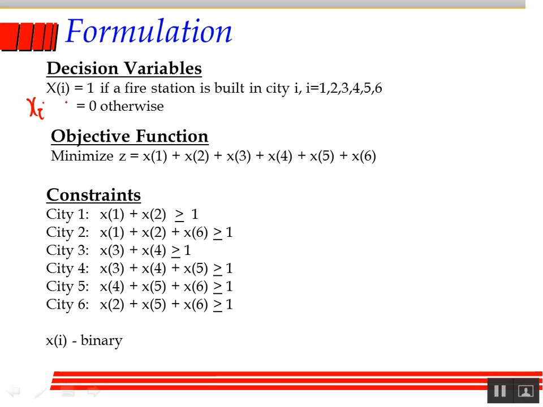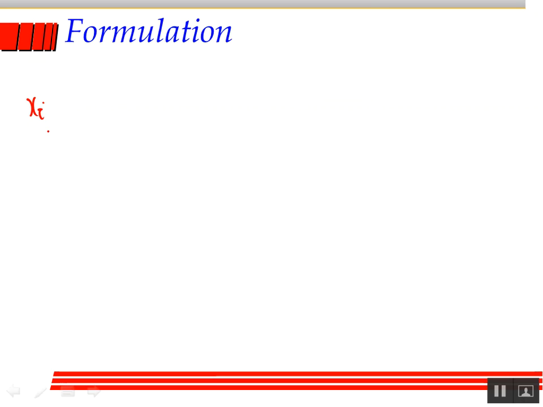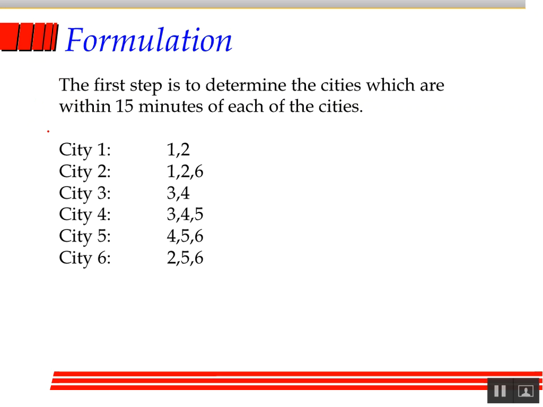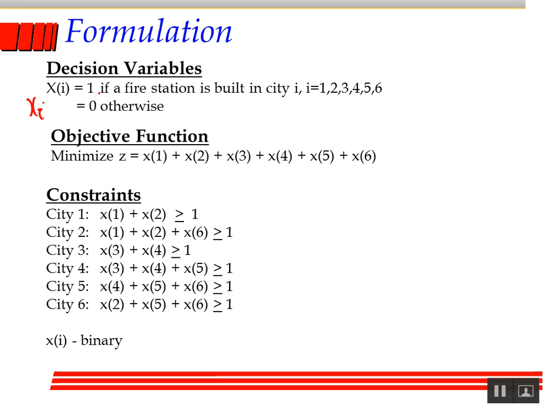As we said, the constraints are to ensure every city has a fire station which is close enough, right? For city 1, the city 1 obviously is close enough, and city 2 is the only other city which is close enough. So to make sure city 1 has a fire station close enough, x1 plus x2 has to be 1 or more, right?